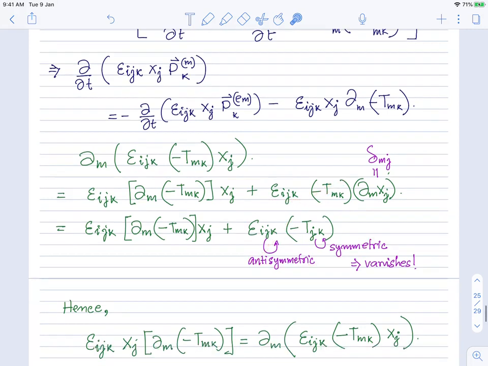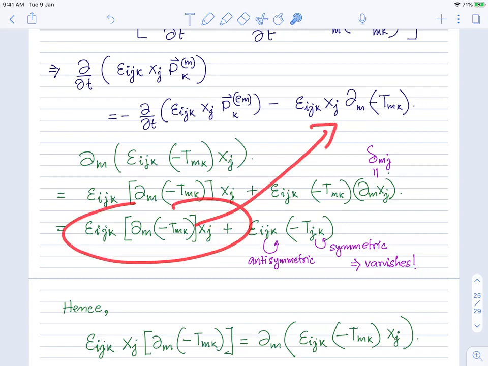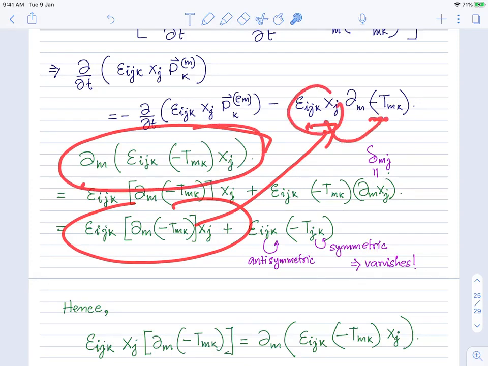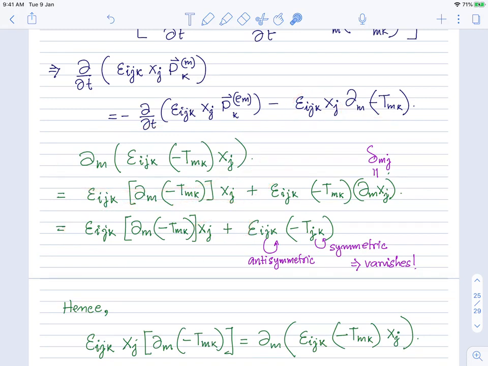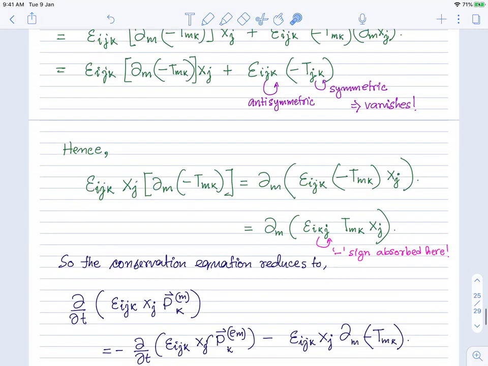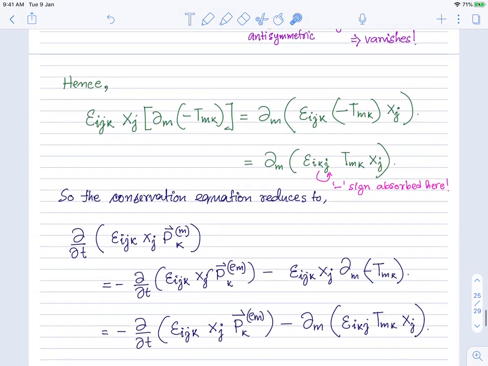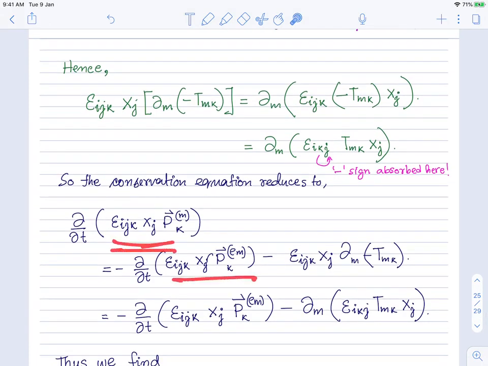Okay, so if this vanishes, then this term, which was present in this expression, is identically equal to what we get if we took this expression inside. It will be the same thing. So now we therefore have a statement of conservation of angular momentum. Here we have taken everything inside.